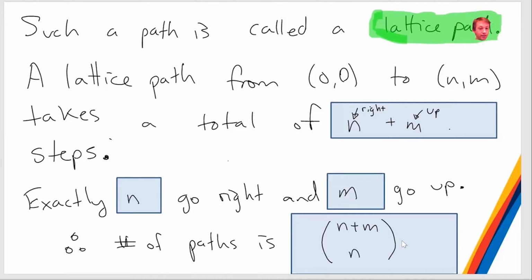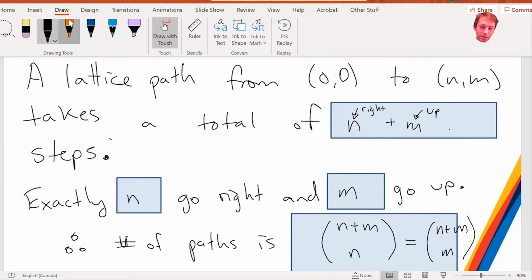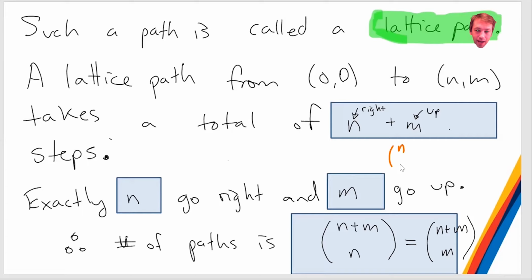Note that it might look fishy, because by the same argument, I get n plus m choose m. If those were different numbers, this would be bad, because I can't have two different answers to the same question. But they're actually equal, because we know this basic fact from last time, that n choose k equals, or let's use different letters.